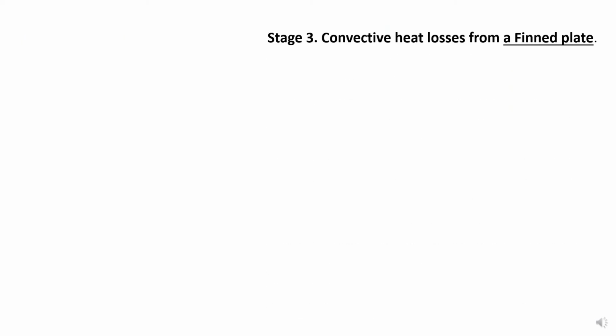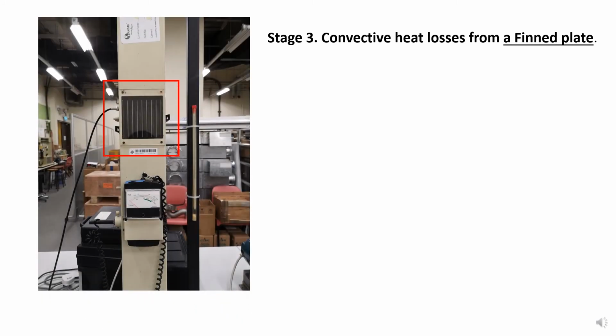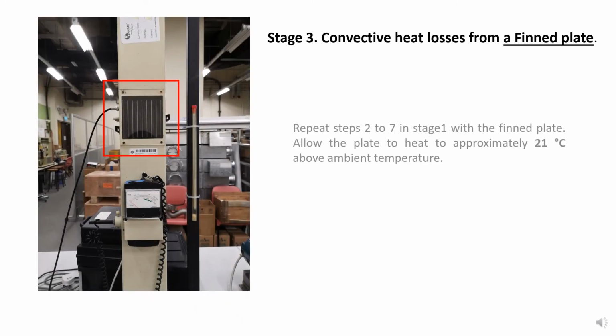The last experiment is convective heat losses from a thin plate. This is the thin plate heat exchanger. We need to repeat steps 2 to 7 in stage 1 with the thin plate. Allow the plate to heat to around 21 degrees above the ambient temperature. And last, we also obtain the three temperatures: TA, which is the ambient temperature, and Ts0 and Ts1, the steady-state surface temperatures of the heat exchanger.